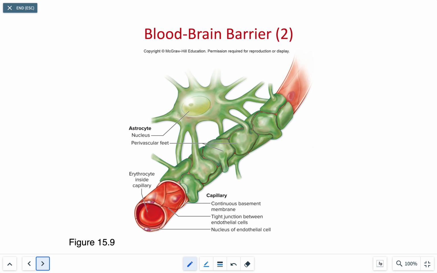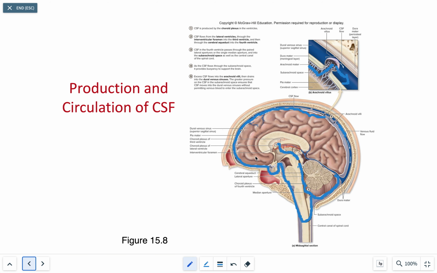And we discussed, a quick note, with cerebrospinal fluid production, we produce about 500 milliliters per day. And again, we find cerebrospinal fluid being produced in the choroid plexuses.